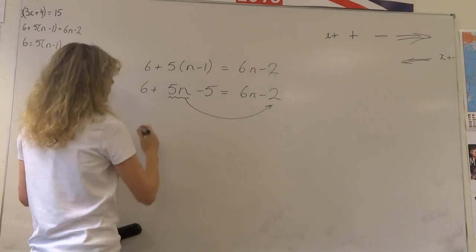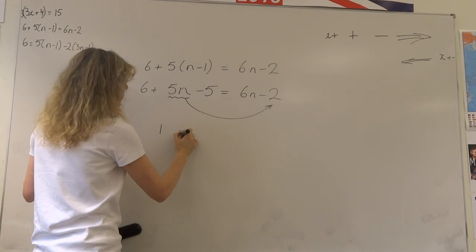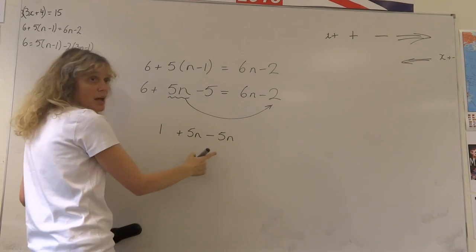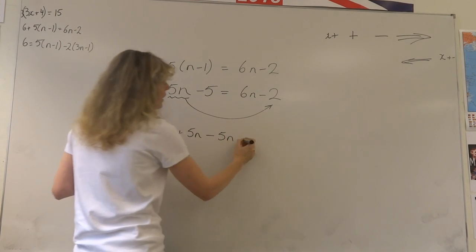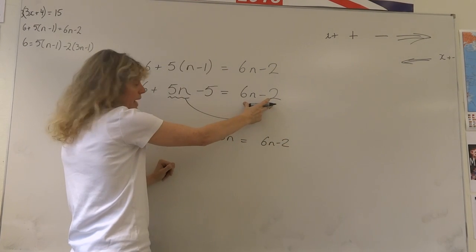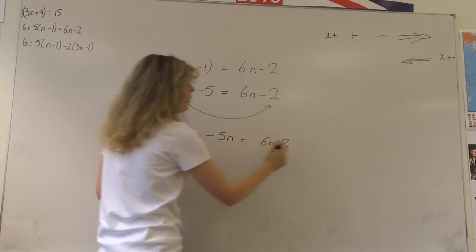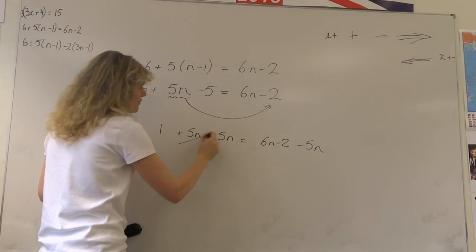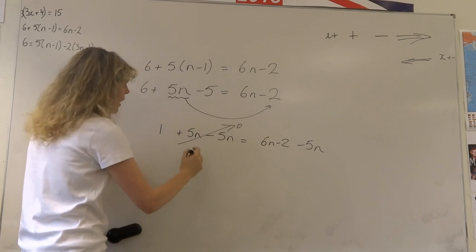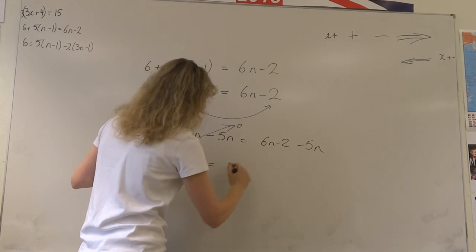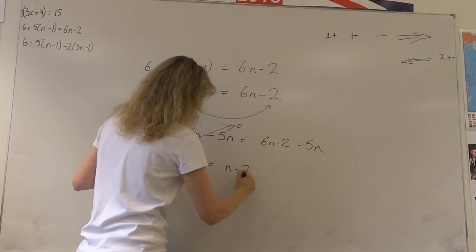So let's start by just moving all the n's together. So 6 minus 5 is 1, plus 5n. And we're going to take away 5n from this side to get rid of this 5n, equals 6n minus 2. We're not doing anything with this in this step. And we're taking away 5n from here too. So I now have 5n minus 5n giving me 0. I have that 1 equals 6n minus 5n is n minus 2.